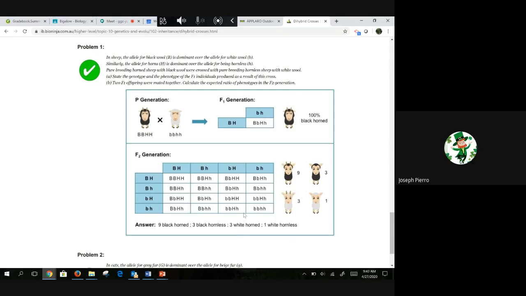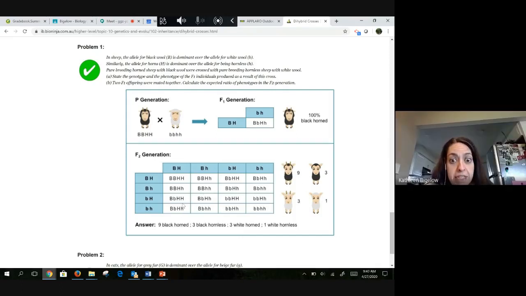How did you find out the letters to set up the table? To set up this table? Yeah. Okay. So these are the offspring. I wish I had my little pen to write on my screen. Of course, it's in my desk drawer at school.